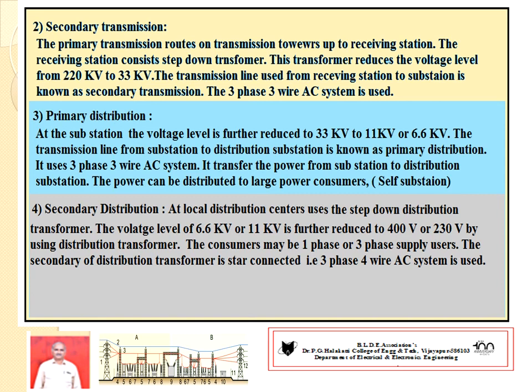After that, there is one more distribution substation. From the distribution substation, the voltage level is reduced again. It is a 3-phase 4-wire system. The voltage level is finally reduced from 11 kV to 400 volts or 230 volts. It uses a 3-phase 4-wire system because the consumers may be 3-phase users or single phase.